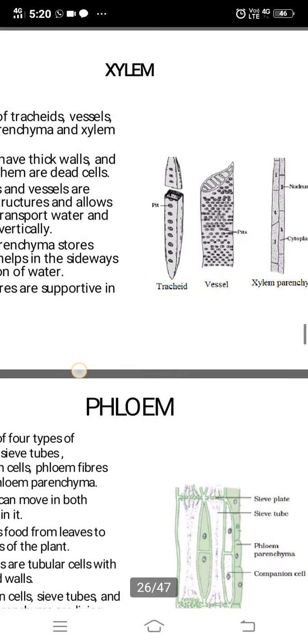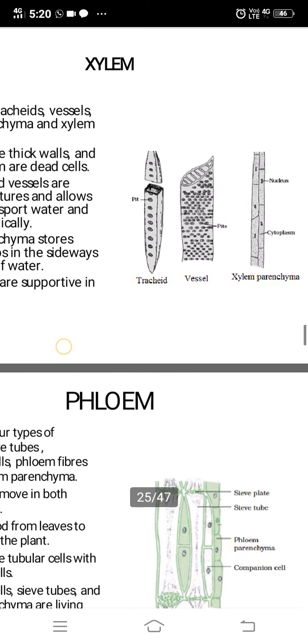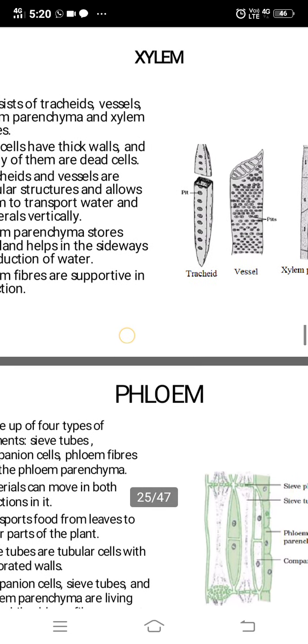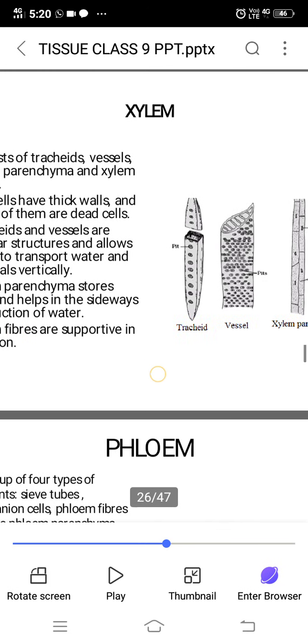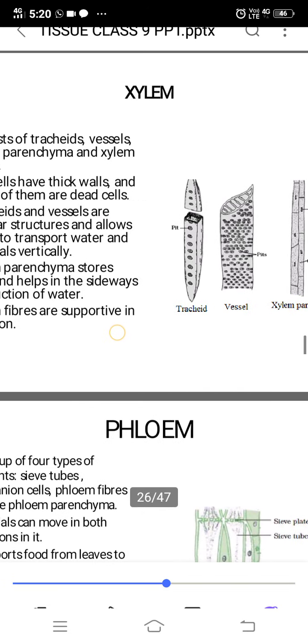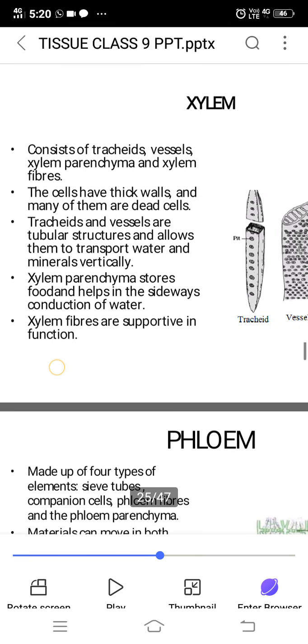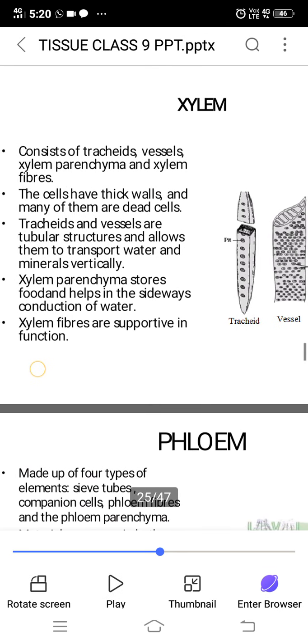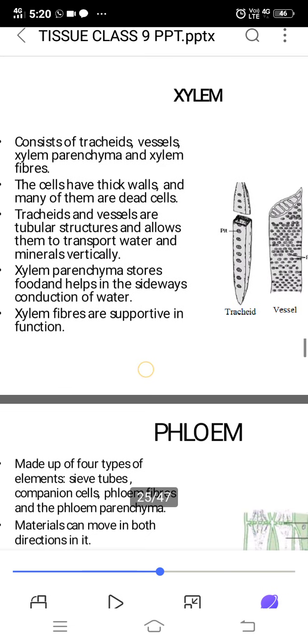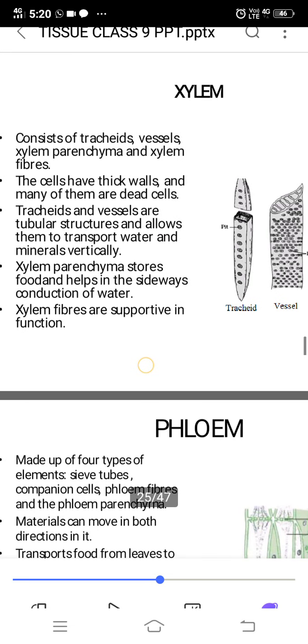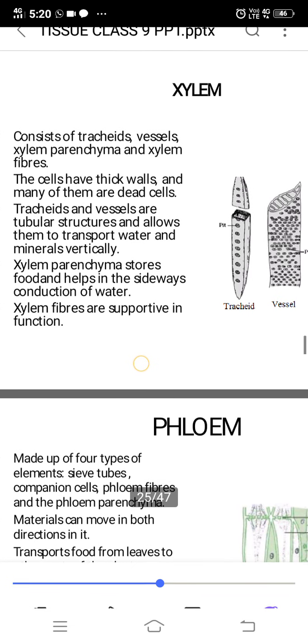Xylem consists of tracheids, vessels, xylem parenchyma, and xylem fibers. You can see here tracheid, vessel, xylem parenchyma, and xylem fibers. The cells have thick walls and many of them are dead cells. Tracheids and vessels, you can see here tracheids and vessels. They are tubular structures and allow the transport of water and minerals vertically.